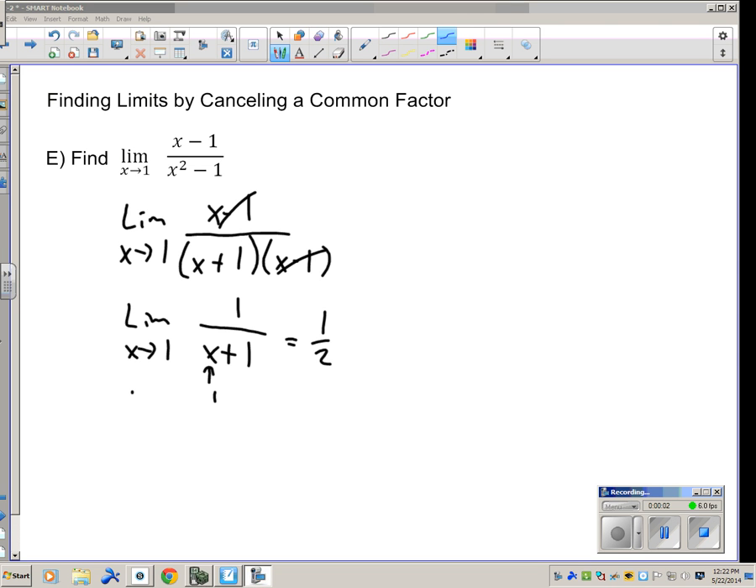So I wanted to explain why we did not use direct substitution in this last one and why we had to use canceling out a common factor. You're going to have to know your factoring again.